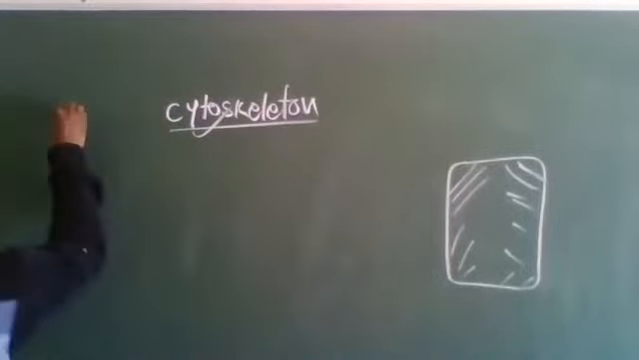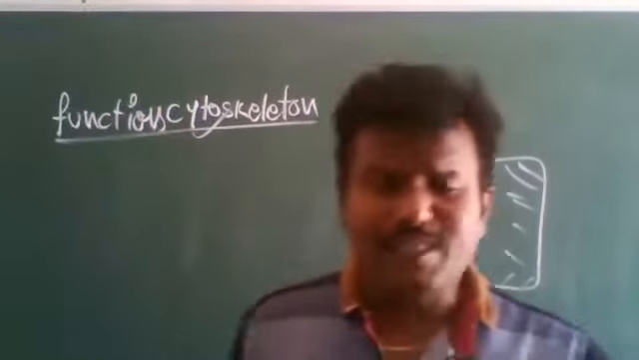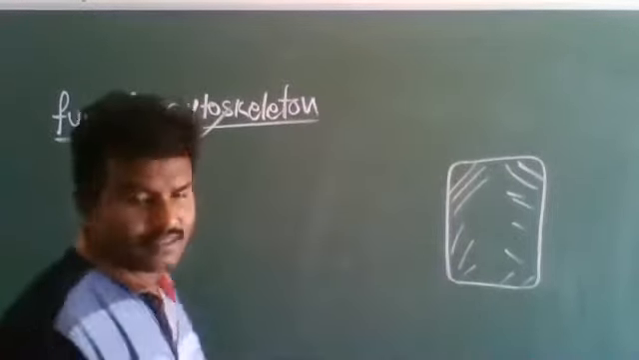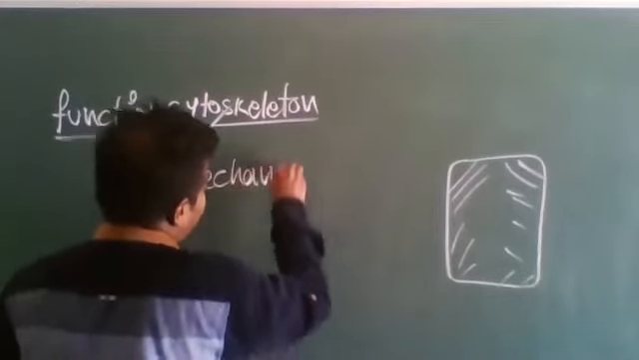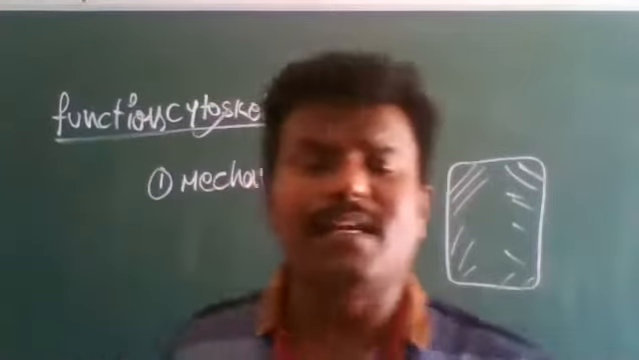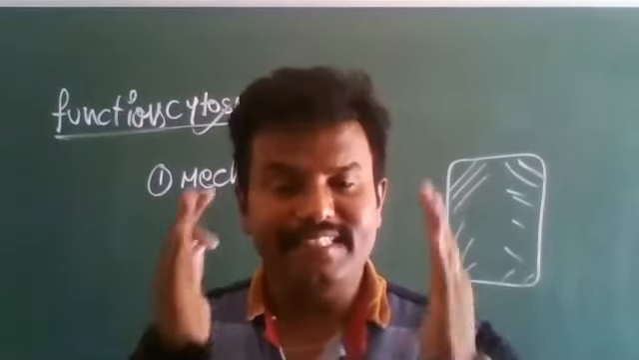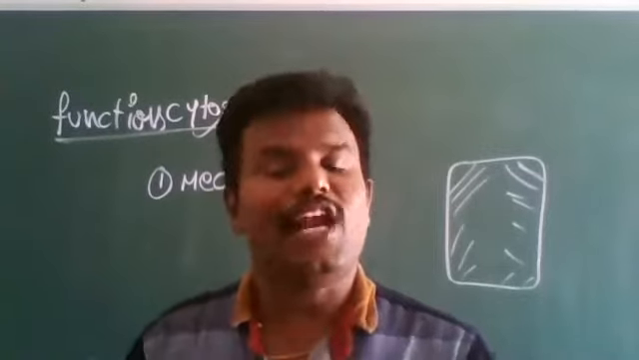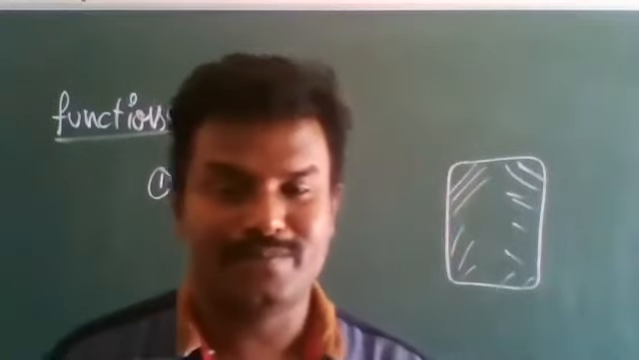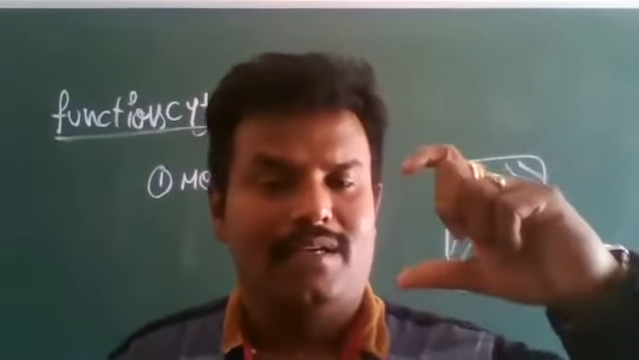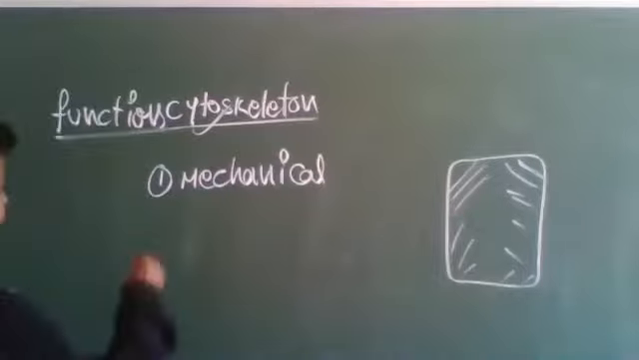The cytoskeleton mainly performs three functions. The first one is mechanical support. At any conditions, the eukaryotic cell withstands, resists, and cannot bend or change its shape. Due to the presence of cytoskeleton, the eukaryotic cell is strong. That is called mechanical support.